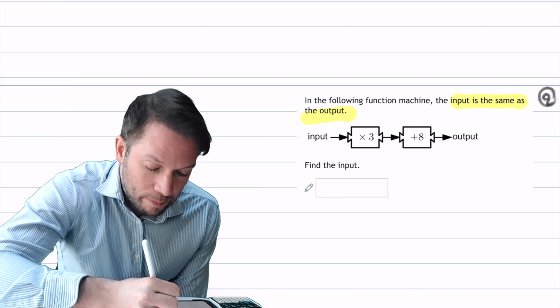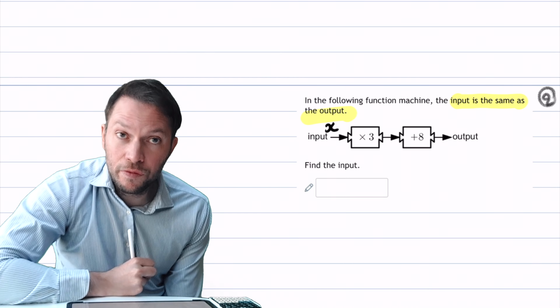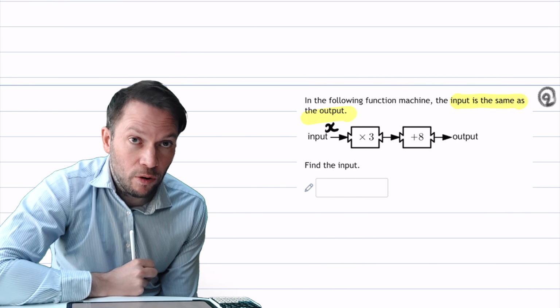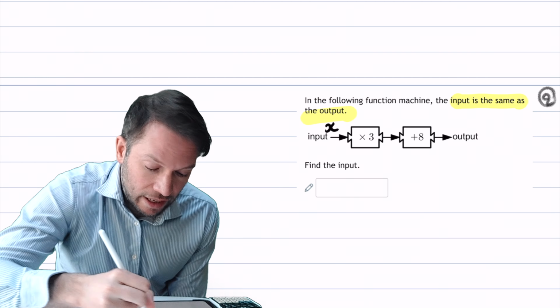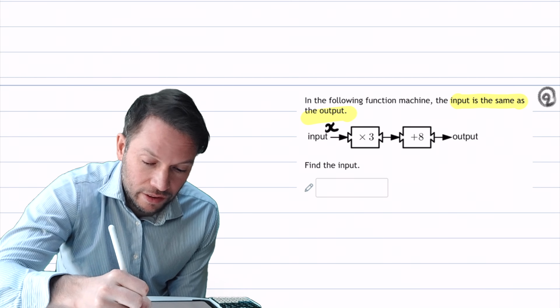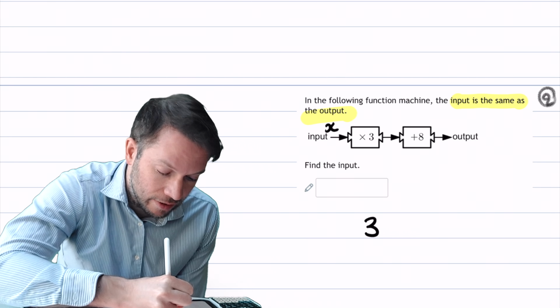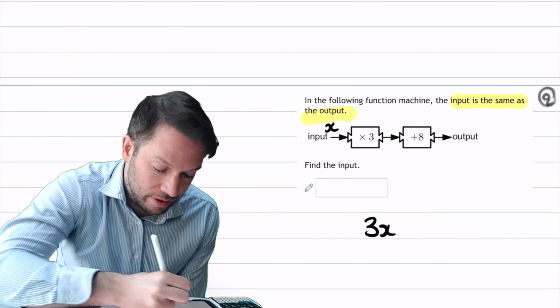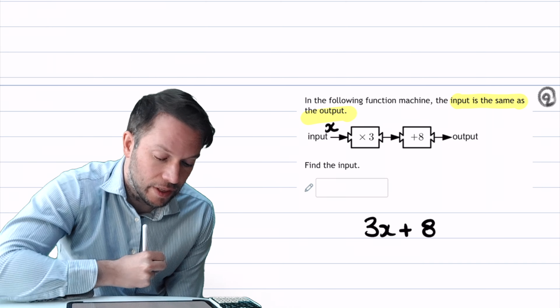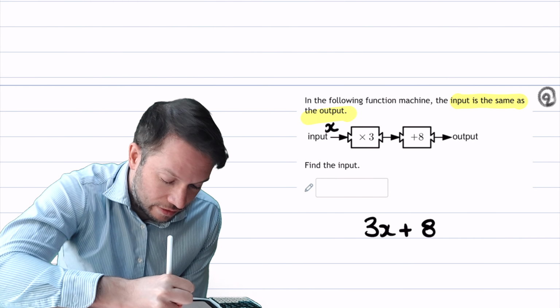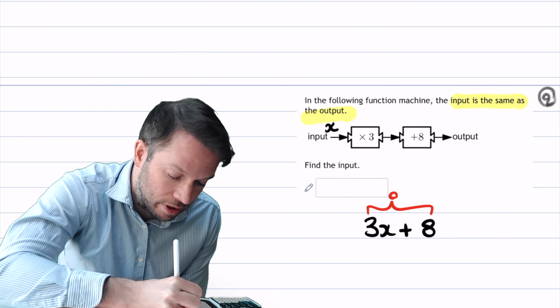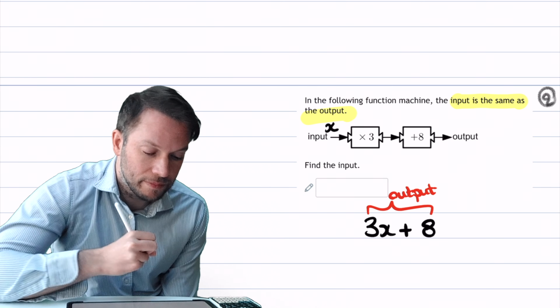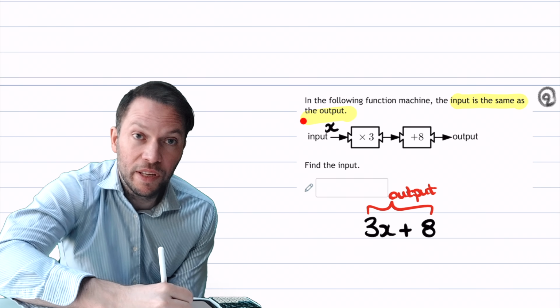If we make that input x, let's form an expression for what the output would be. Now, x is being multiplied by 3, so that would be 3x. And then we're adding 8 to it to get the output, so we get plus 8. So this is the output of your number machine, but we're told the input is the same as the output.